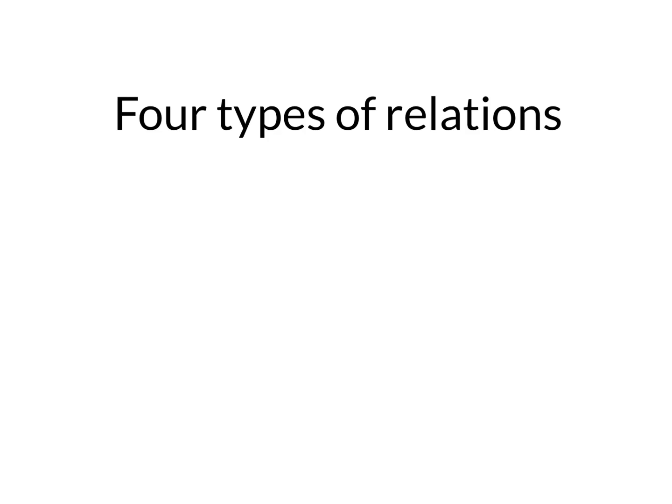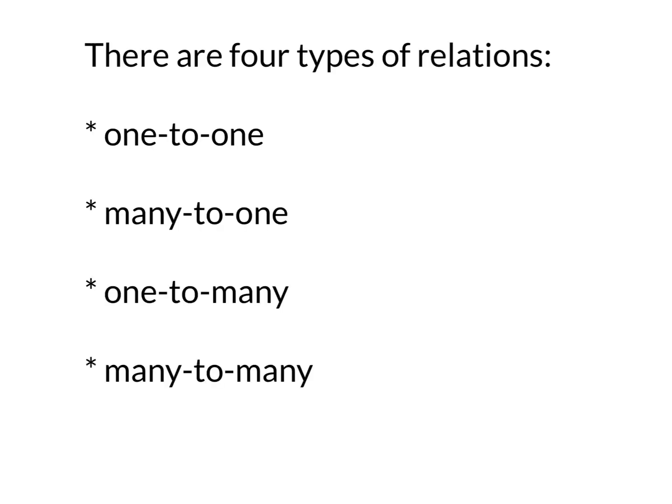Welcome to 4 types of relations. So these are the 4 types that we are going to look at today. The first 2, the one-to-one and many-to-one, are also functions, whereas the bottom 2, one-to-many and many-to-many, are relations. And we'll see that as we progress through the video.